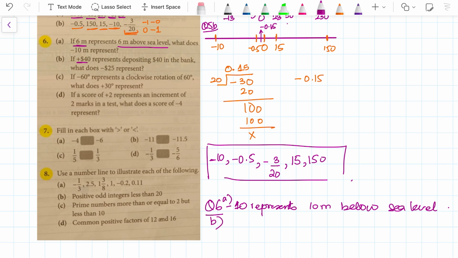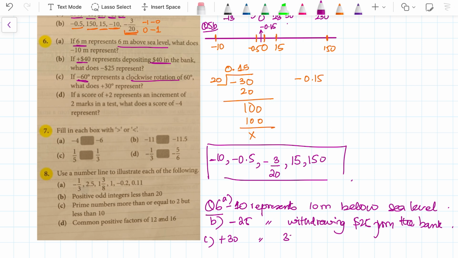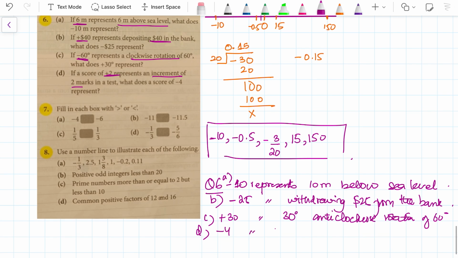Plus 40 represents depositing 40. Minus 25 represents withdrawing $25 from the bank account. Minus 60 represents clockwise rotation of 60 degrees. Plus 30 represents 30 degree anti-clockwise rotation. Plus 2 represents an increment of 2. So minus 4 represents decrease of 4 marks in the test.